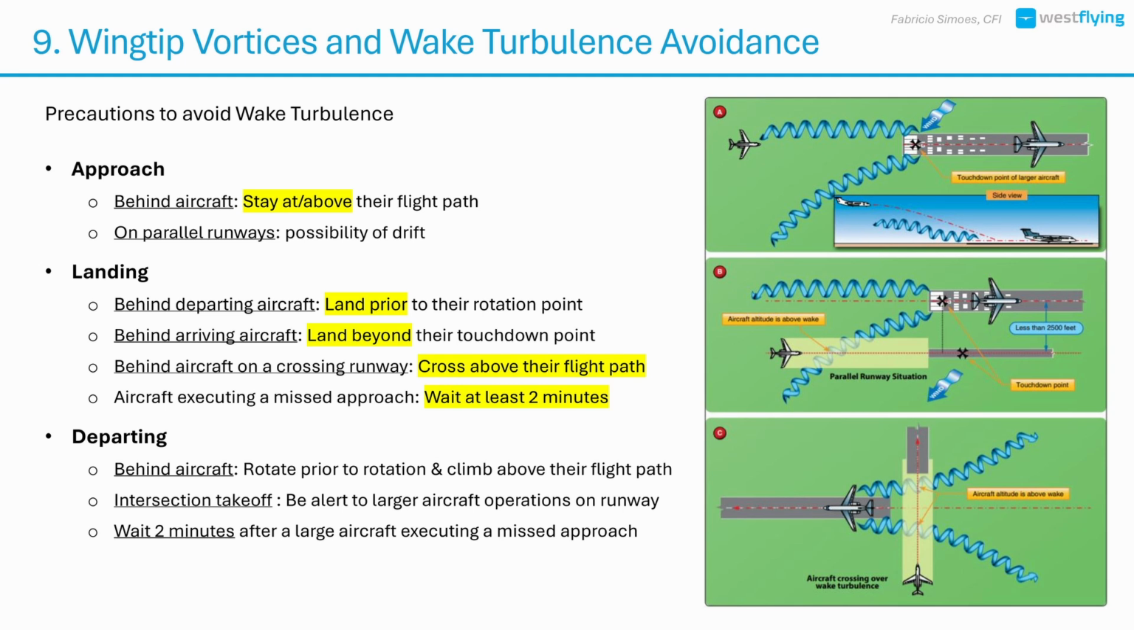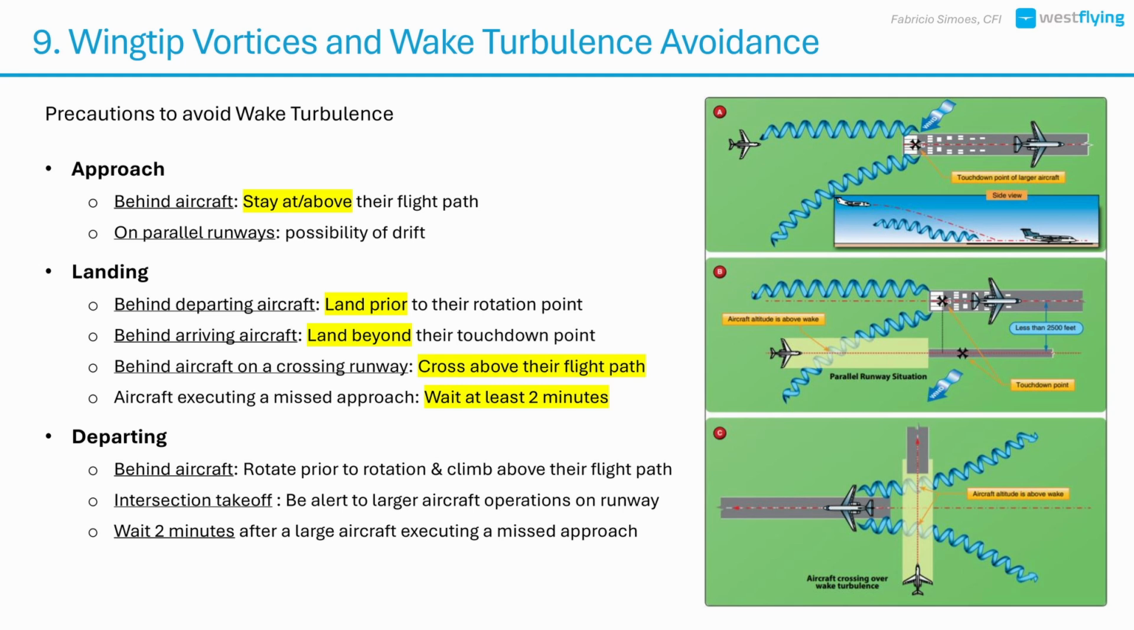If landing behind a departing aircraft, try to land before their rotation point. If landing behind an arriving aircraft, touch down beyond their touchdown point. If another aircraft is performing a missed approach, wait 2 minutes before departing or crossing paths. If departing behind a heavier aircraft, rotate prior to their rotation point and climb above their flight path. Be cautious with intersection takeoffs, as you may not get the same clean air. Again, wait 2 minutes after a large aircraft performs a missed approach.